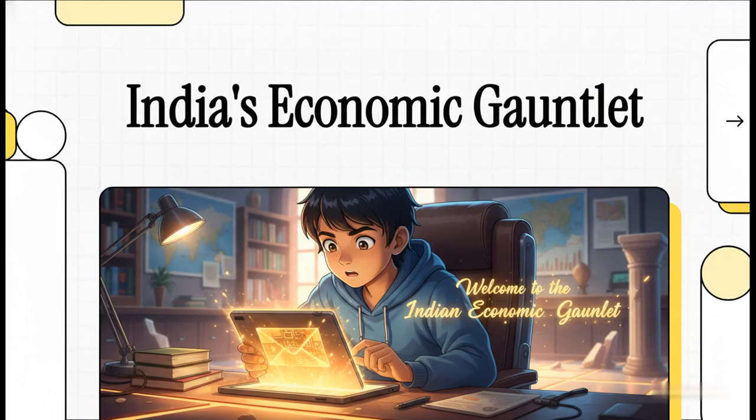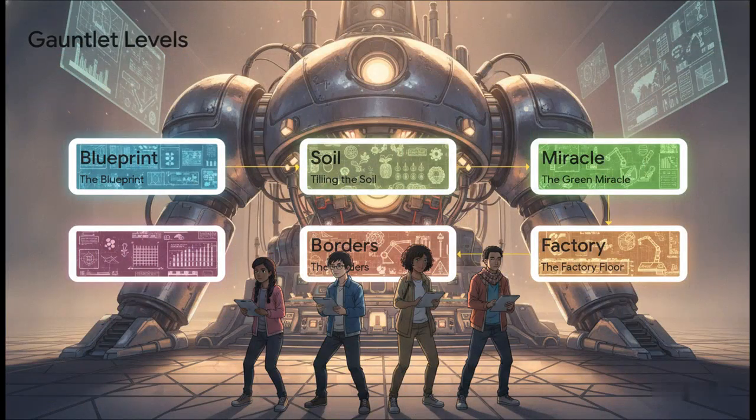You're in the arena. Welcome to this interactive explainer where we're going to absolutely test your limits, simulate some real exam pressure, and see if you actually have what it takes to escape. I'm going to be your game master today. Imagine a giant, metallic machine rising right out of the floor, just humming with energy. On the panel, we've got 5 glowing levels. The blueprint, tilling the soil, the green miracle, the factory floor, and finally, the borders. Only those who truly grasp the massive shifts in the Indian economy from 1950 to 1990 can bypass the security and escape these 5 levels.